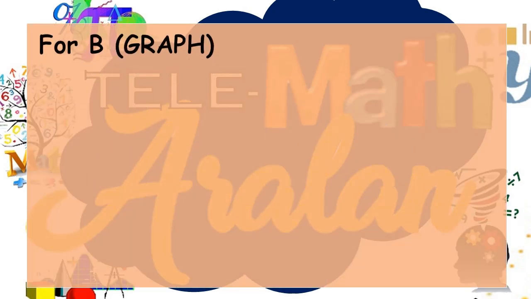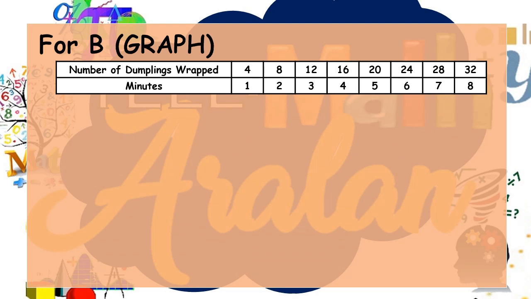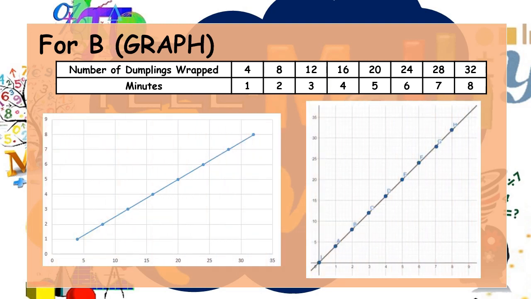For letter B, graph, let us use the data we have in A, which is the table of values, and plot these points in a Cartesian plane. Using a graphing tool like Microsoft Excel or GeoGebra, here is the graph of our table of values.